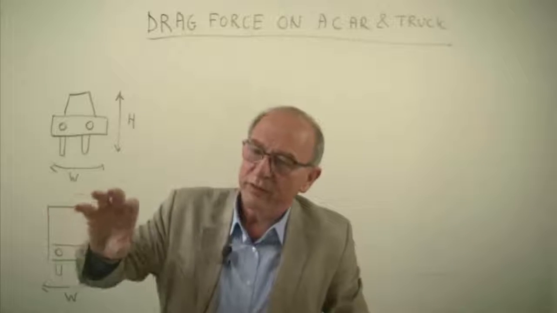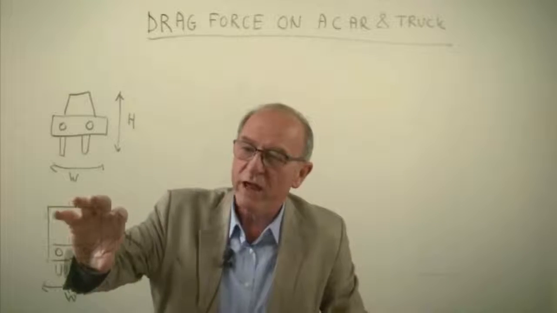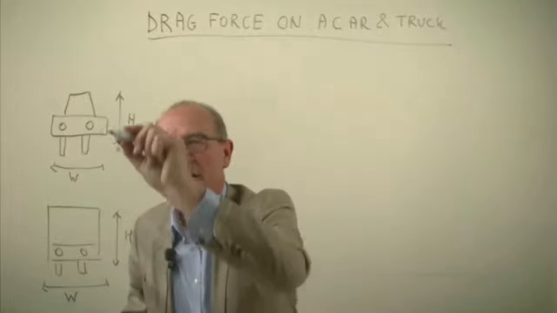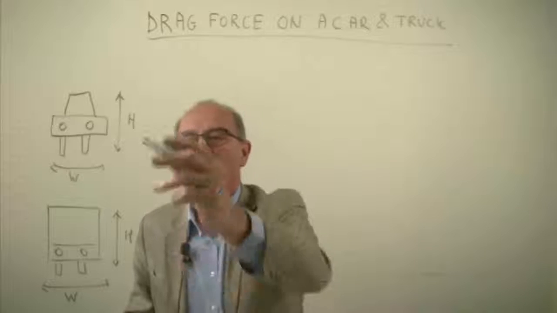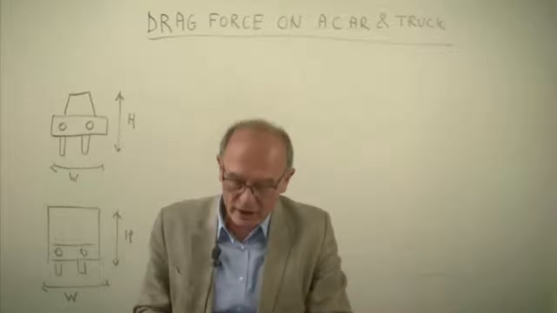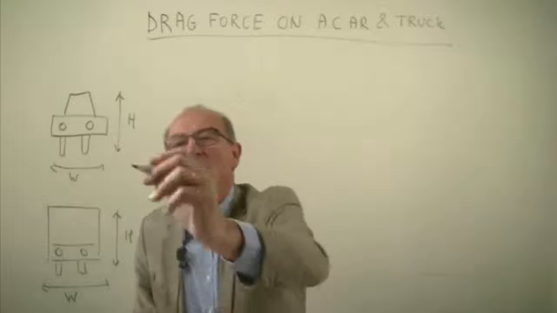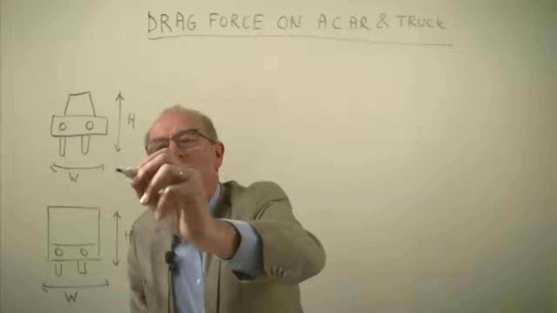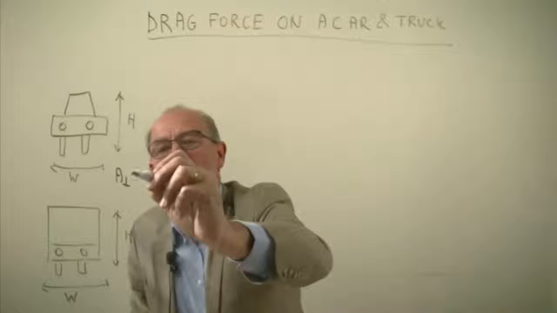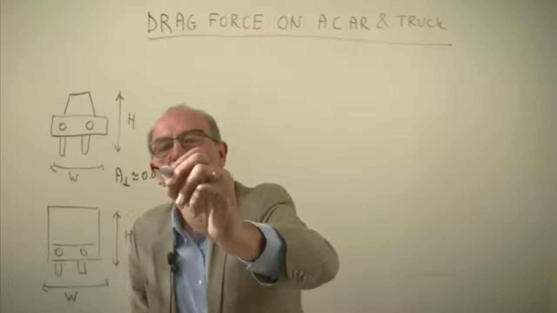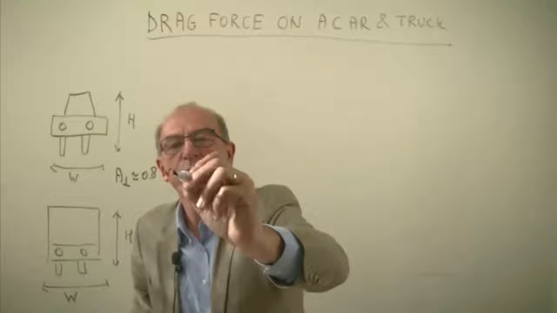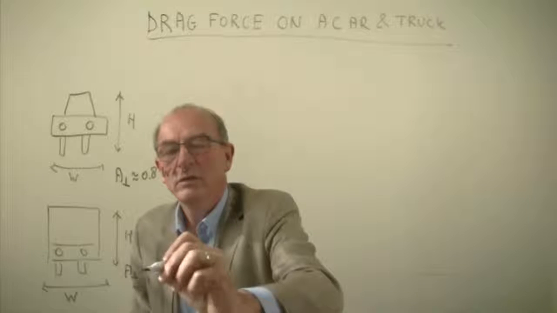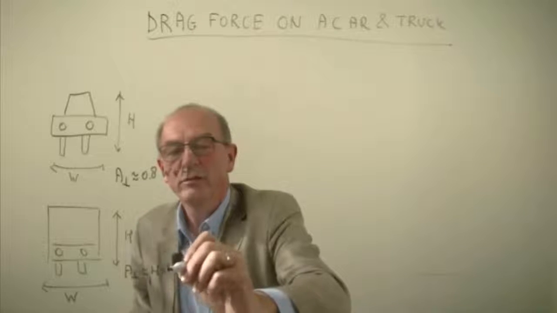The wind is perpendicular to this car, so the drag force is acting in this direction. So in this way, the air is passing the car. The question is, to solve this, we have to know what's the surface area acting on this car. Tests have shown that this surface area is about 0.8 multiplied by the width multiplied by the height. And for the truck, this is about the height multiplied by the width.